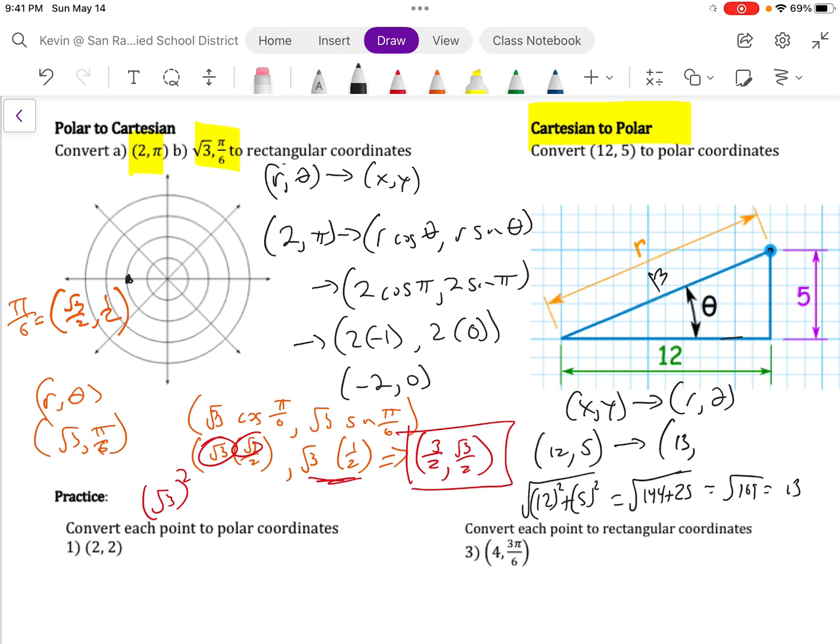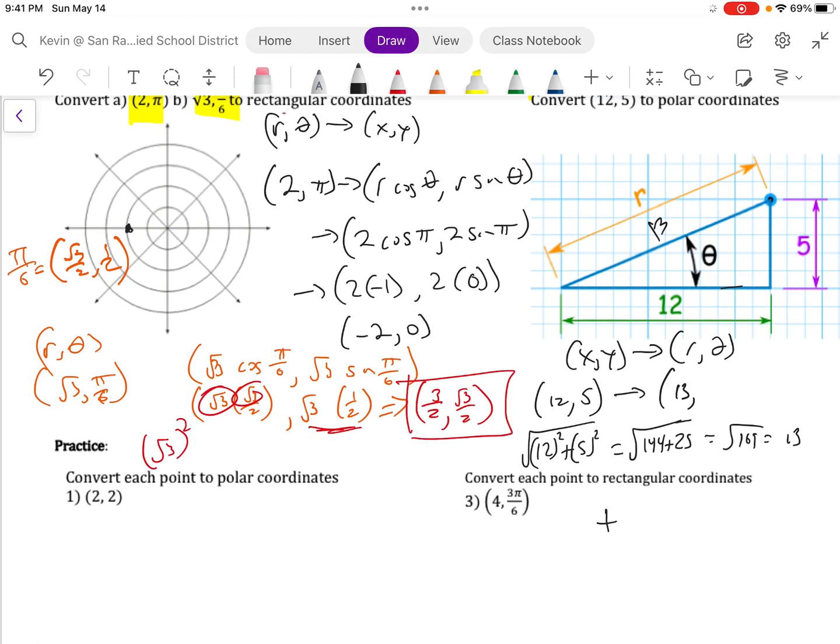And then to get my angle, tangent theta equals y over x, so 5 over 12. So theta equals arctangent of 5 over 12. Do I have a calculator here? I do. 5 divided by 12, arctan, 22.6. So theta equals 22.6 degrees.